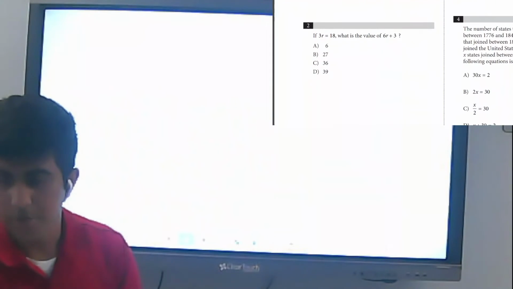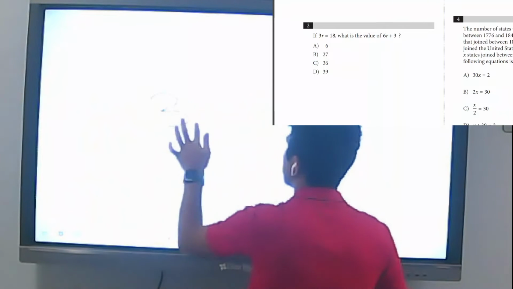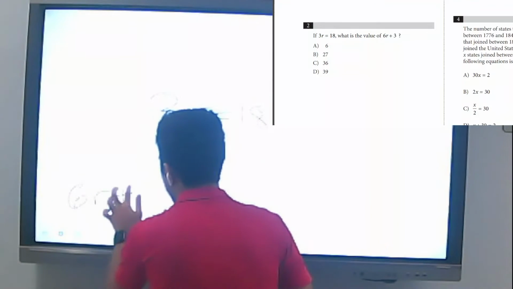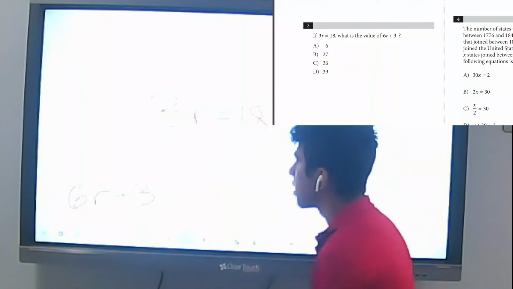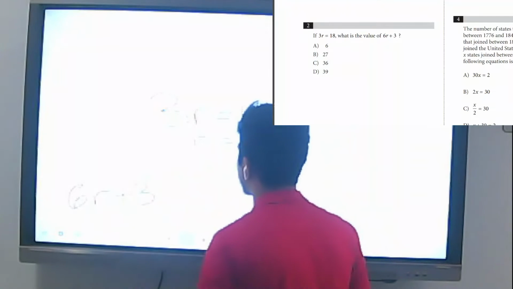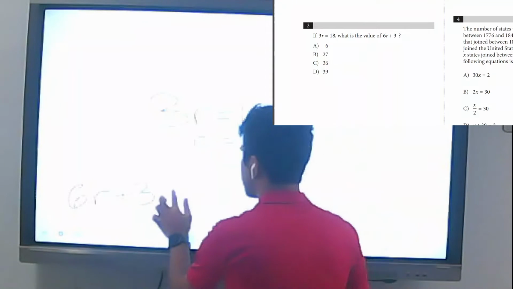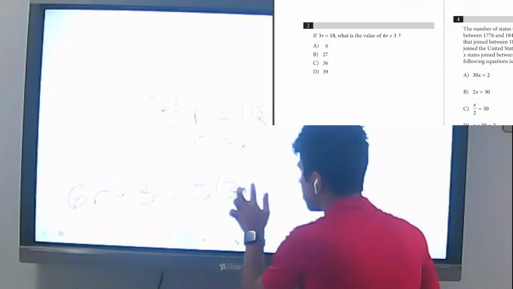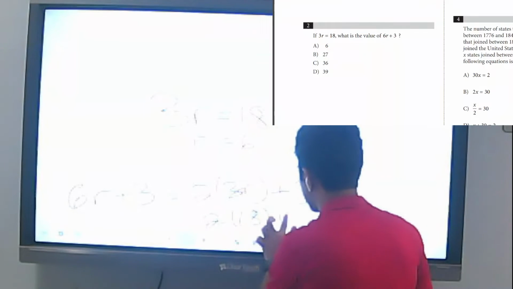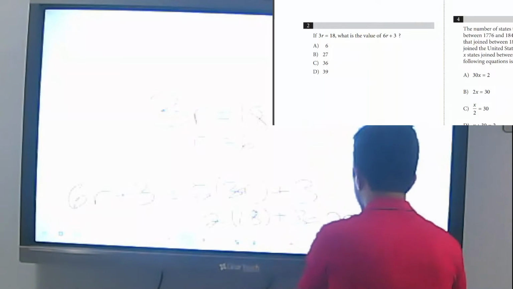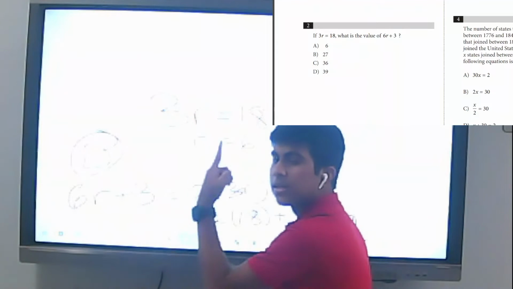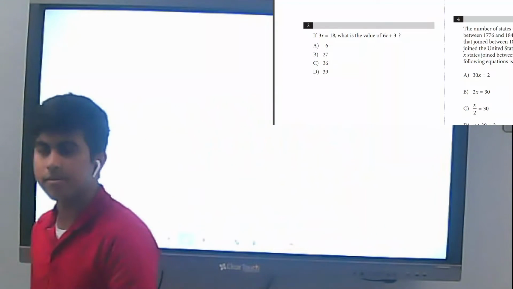All right. Number 2, if 3R equals 18, what is 6R plus 3? All right, so you could try to divide by 3 and do R equals 6, and then 6 times 6, 36, plus 3 is 39. You get 39. But you can also just say 6R is 2 times 3R, plus 3. This is 2 times 18 plus 3, which is 39. Either way, you get 39. The answer is D. Let's keep going to the next question.